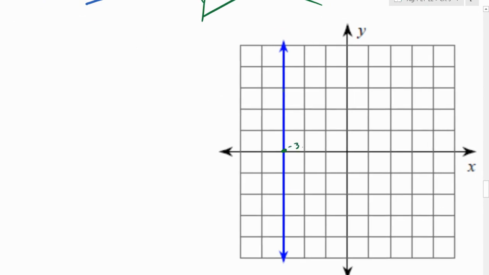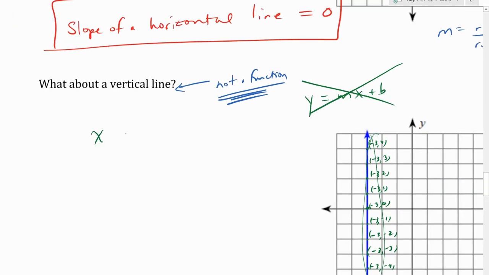This is the point (-3, 0). This is -3 up 1, -3 up 2, -3 up 3, -3 up 4, -3 down 1, -3 down 2, -3 down 3, oops, sorry, -3 down 4. What do they all have in common? Oh, look, every single x value is -3.